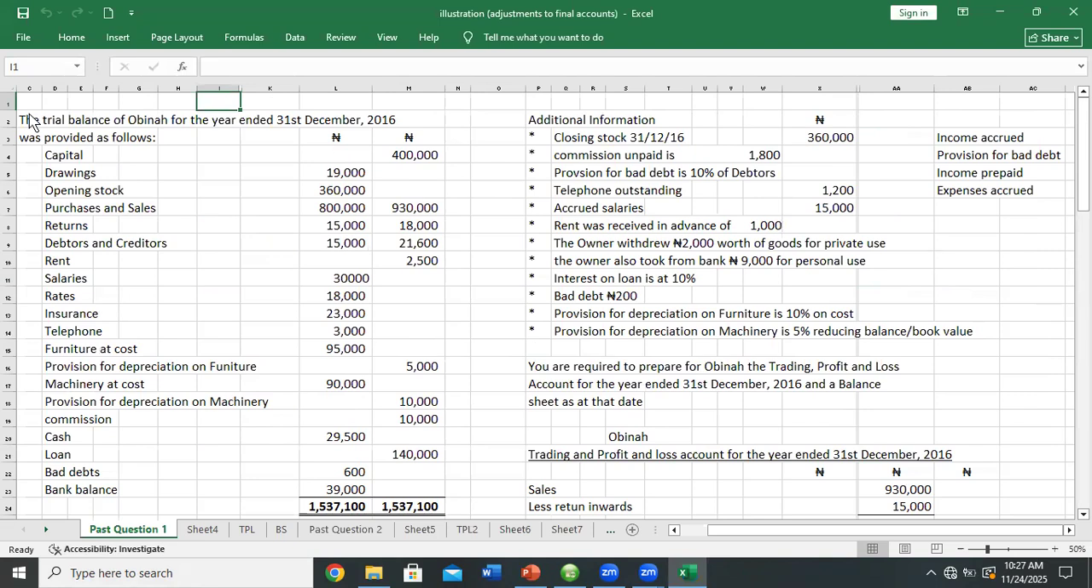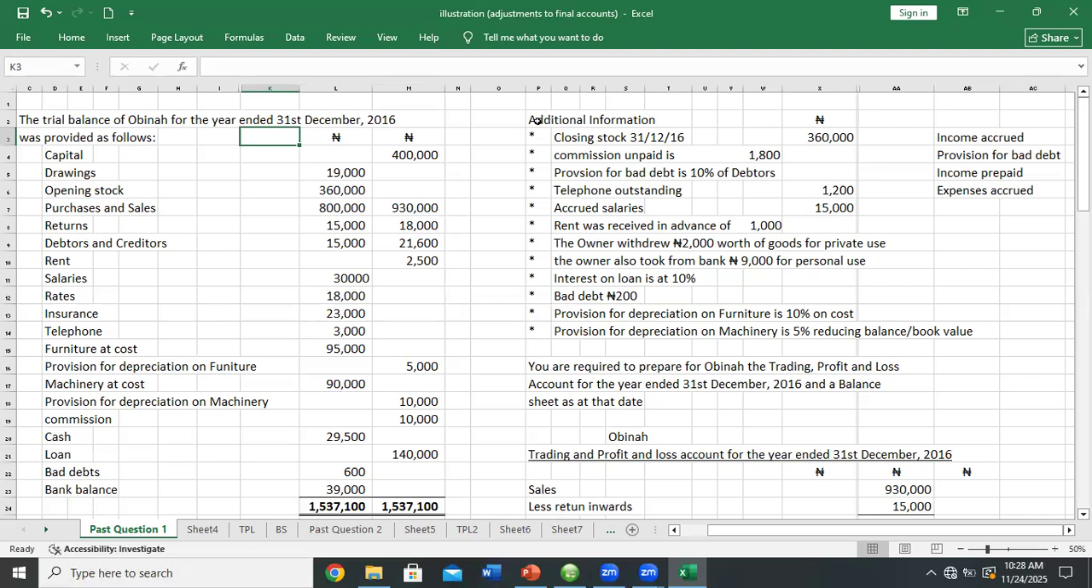So you see here, right on the screen, the trial balance of Obina for the year ended 31st December 2016. The trial balance is given here: capital, drawings, opening stock, purchases, sales, returns, debtors, creditors, rent, salaries, rate, insurance, telephone, furniture, provision for depreciation, machinery at cost, provision for depreciation of machinery, commission, cash, loan, bad debt, bank. So this is the trial balance. I think you are familiar with this one.